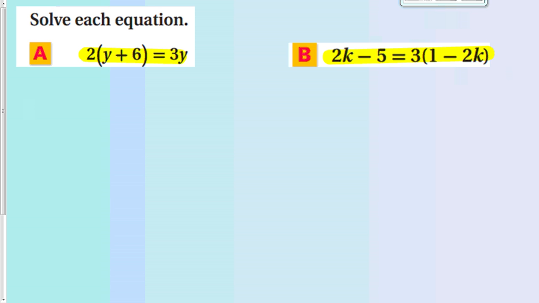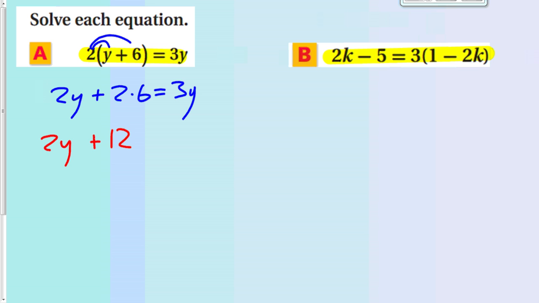All right. These, A and B, require some simplification before we go about solving. So here we've got 2 times this quantity, so 2 times y plus 2 times 6 equals 3y, or 2y plus 12 equals 3y.